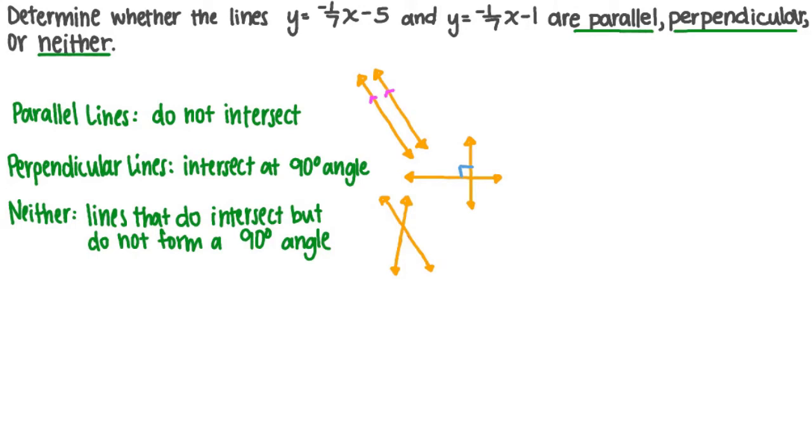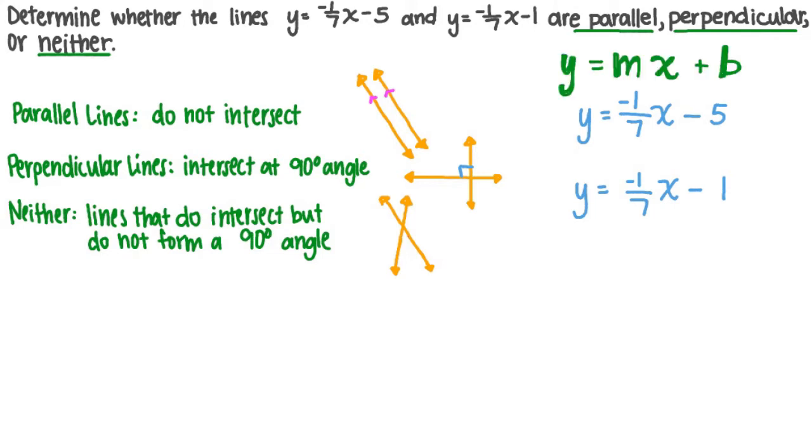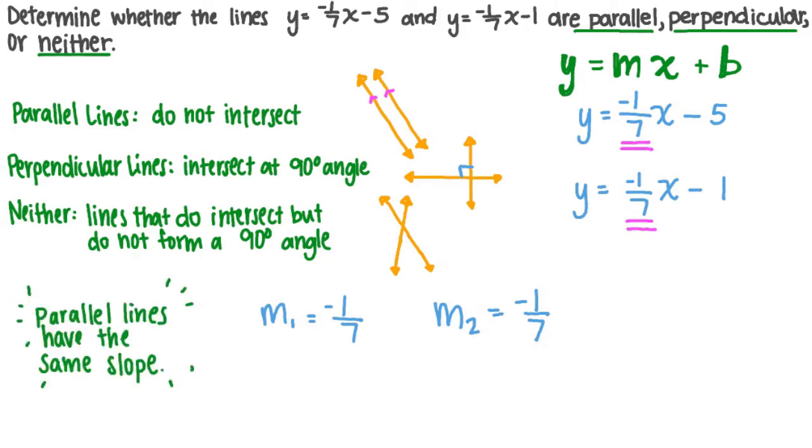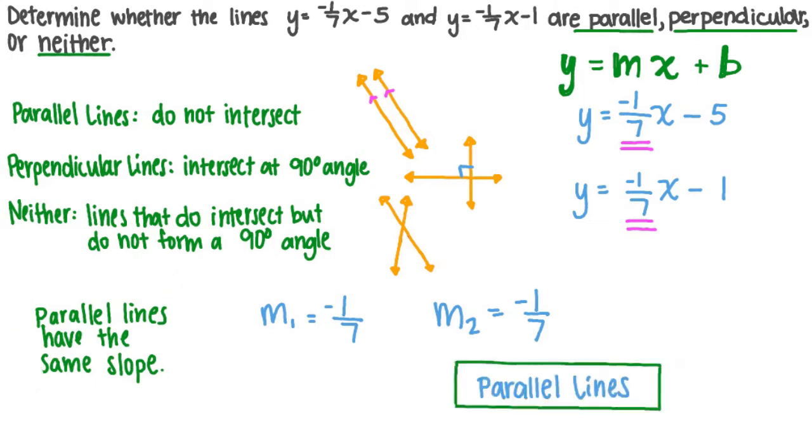Of course, we could try and draw a graph for both of these lines, but we can determine parallel, perpendicular, or neither without graphing these 2 equations. Both of these straight lines are given in the form y equals mx plus b. In both cases, the coefficient of x, the m variable, is -1/7. The m variable represents the slope, and so we can say that the slope of line 1 is -1/7 and the slope of line 2 is -1/7. Which reminds us, parallel lines have the same slope. That is why they do not intersect. Since both of these lines have a slope of -1/7, we can classify them as parallel lines without graphing.